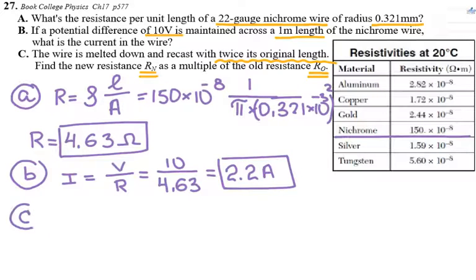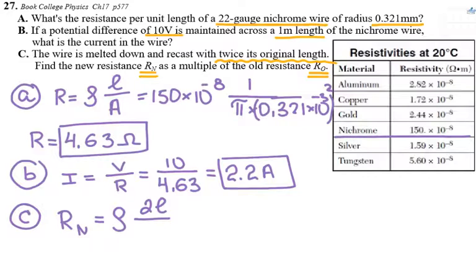And for C, the last part, they ask you: the wire is melted down and recast with twice its original length. So I have the resistivity. To find the new resistance, the resistivity is the same because it's the same material, and then you have twice the original length, but it also will change the radius.